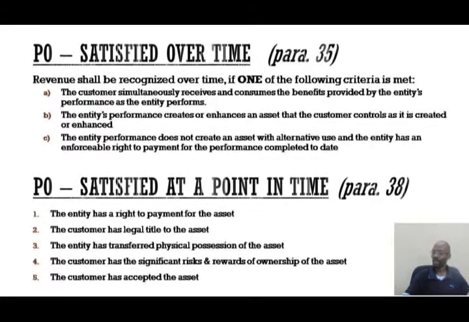At a point in time has the following indicators. An entity has a right to a payment for the asset. Are we having a right for a payment? That's number 1. Or else, the customer has a legal title to the asset. Have we given the customer the title of the asset? That's number 2. Number 3, the entity has transferred physical possession of an asset. Have we transferred the physical possession of an asset to the customer? Number 4, the customer has the significant risks and rewards of ownership of the asset. Then, the risks relating to ownership of an asset are with the customer. Then that's a point in time.